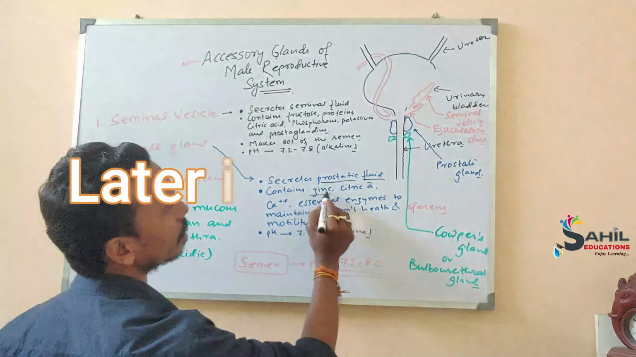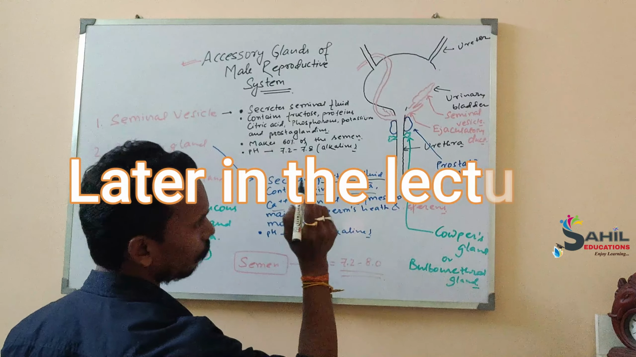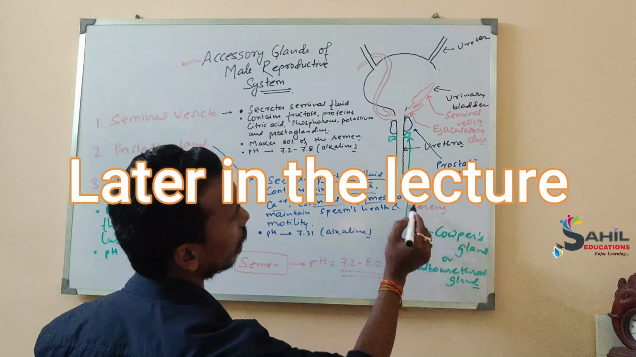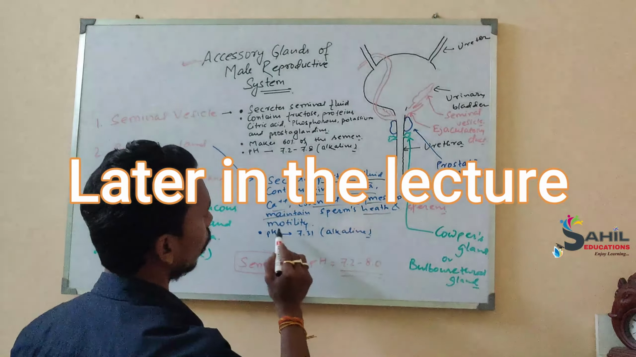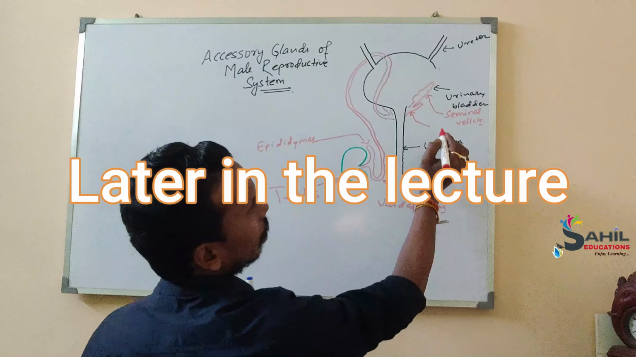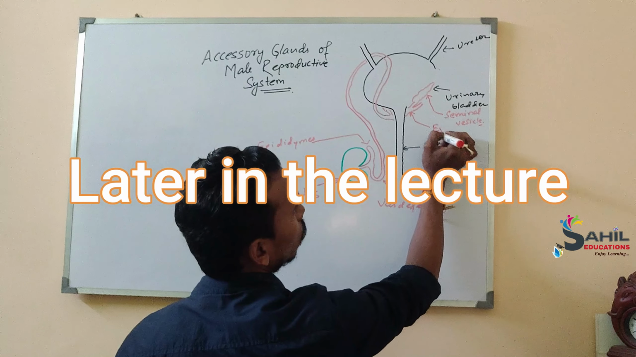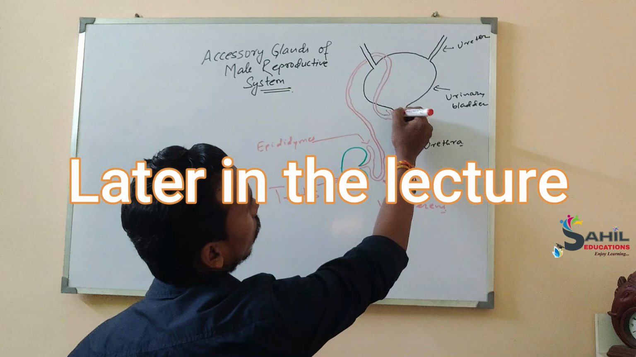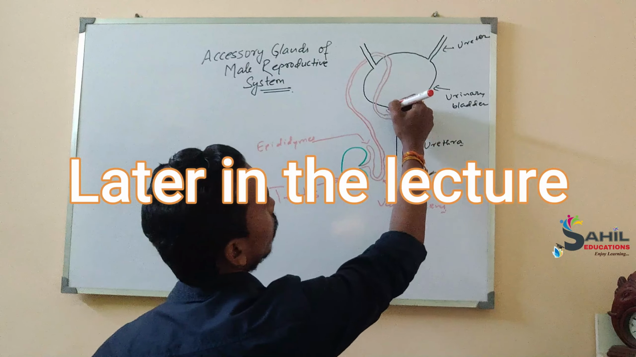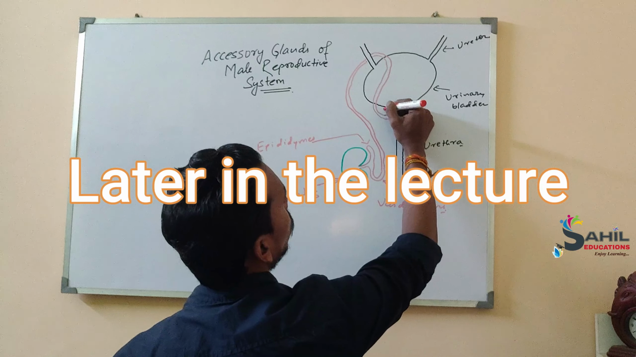which contains zinc, citric acid, calcium, phosphorus as well, and some essential enzymes, so that the sperms will maintain its health and motility as well. And this duct is known as the ejaculatory duct. Another structure, that structure is a gland here, and that gland is present at the posterior part of this urinary bladder.